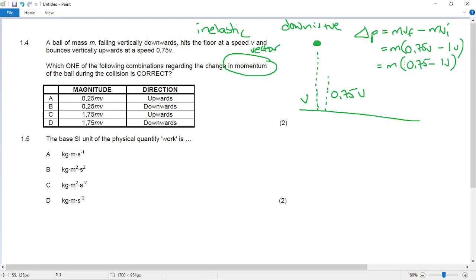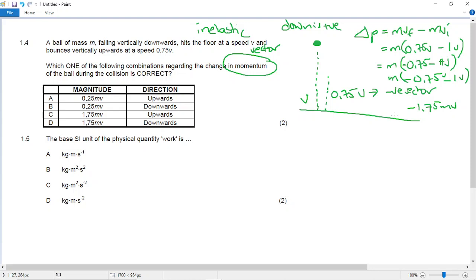What have I done? This is negative and this is positive, okay? Because the 0.75 is up, this will be a negative vector. So now I actually have minus 0.75 minus 1, okay, which is going to give me minus 1.75. These are both v's. Okay, I'm being lazy here. Don't be lazy. I've got minus 1.75 mv. That is my change in momentum.